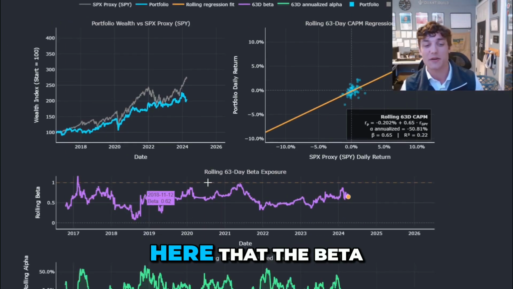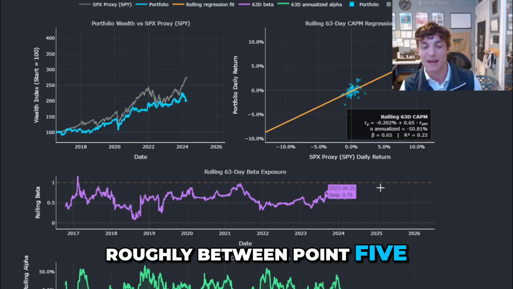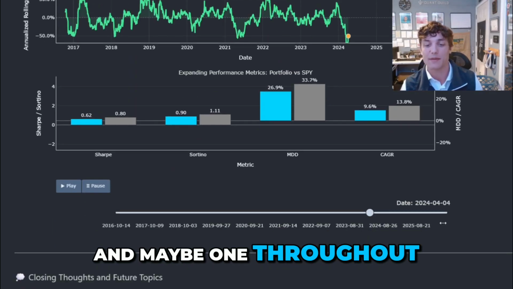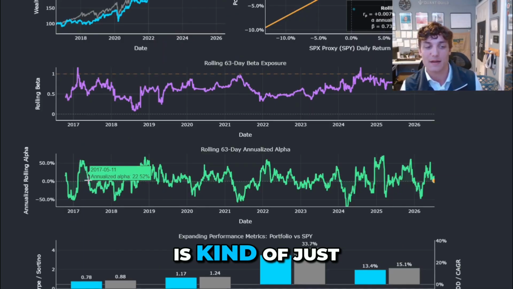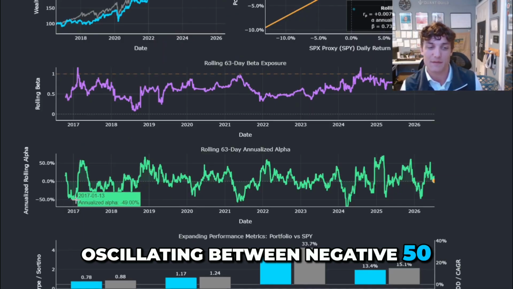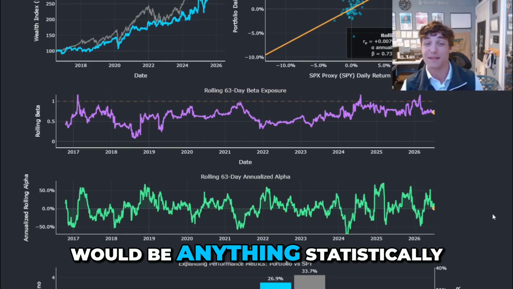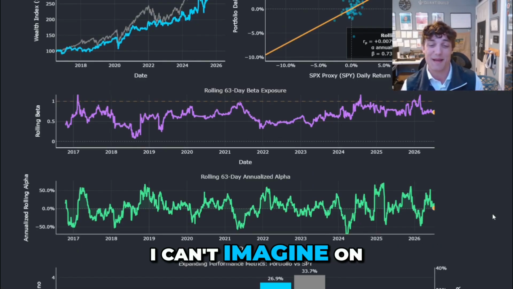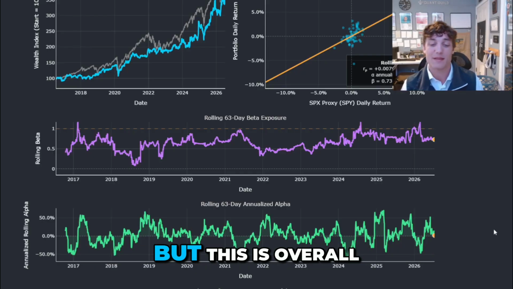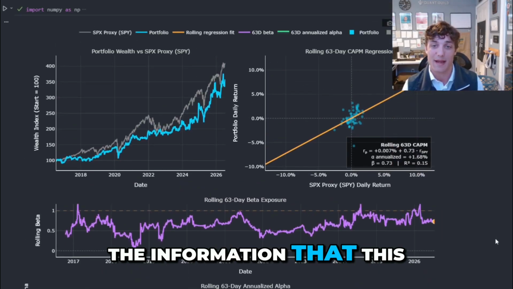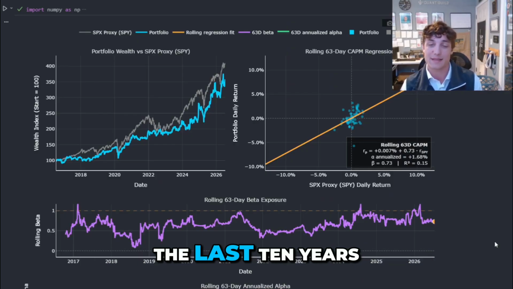So we can see here that the beta is going to be roughly between 0.5 and maybe 1 throughout the life of this series. And our annualized alpha is kind of just oscillating between negative 50% and positive 50%. I can't imagine it would be anything statistically significant. I can't imagine on average it being statistically different from zero. But this is overall the information that this particular animation is going to give you throughout the last 10 years.